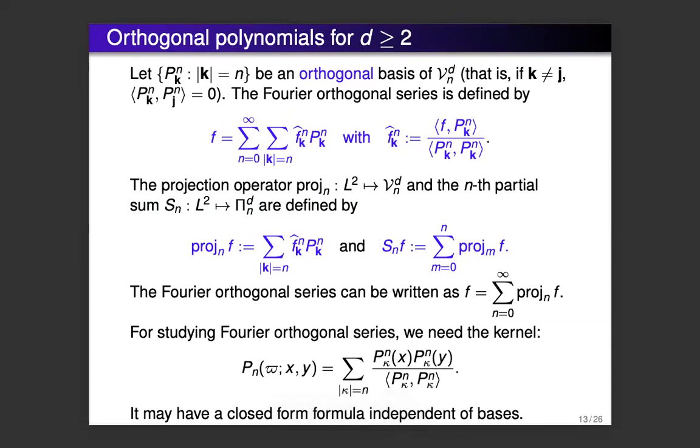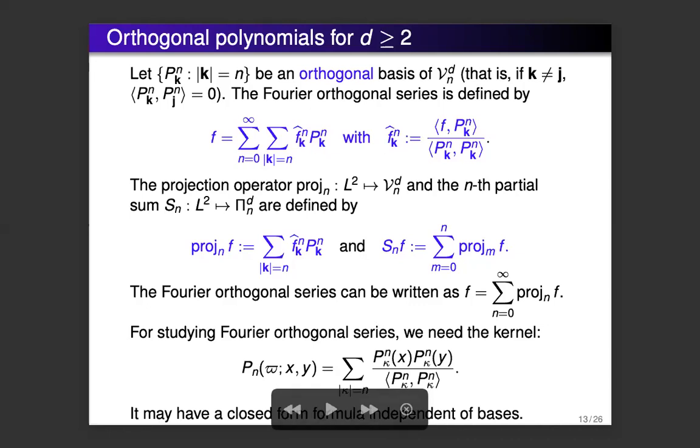That's the partial sum. For studying fully orthogonal series, what we need is this kernel. You see, I said that the basis is a mess, and very few people want to work with the basis. It's just too much. It's difficult to handle, and there's almost no way to handle it. But all we need is this kernel, which is like the Dirichlet kernel in the Fourier series. Well, this kernel may have a closed form independent of the basis.